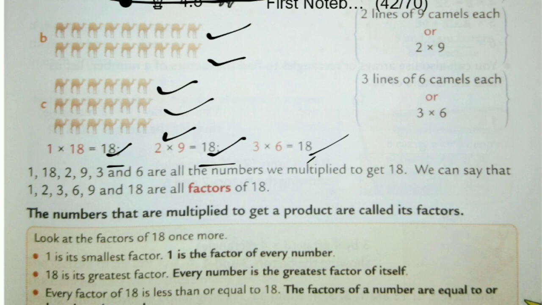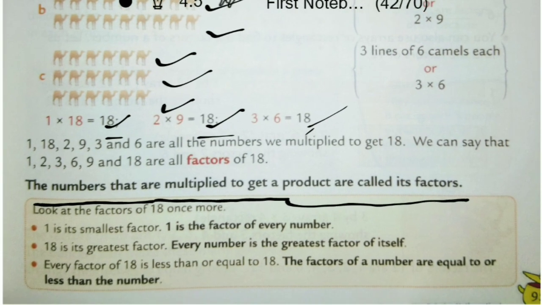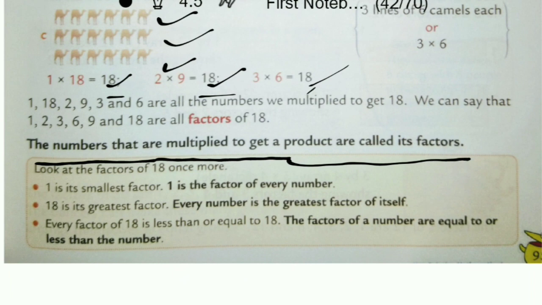So what can we say here? The numbers that are multiplied to get a product are called its factors. So these are the factors of 18: 1, 2, 3, 6, 9 and 18 are the factors of 18.